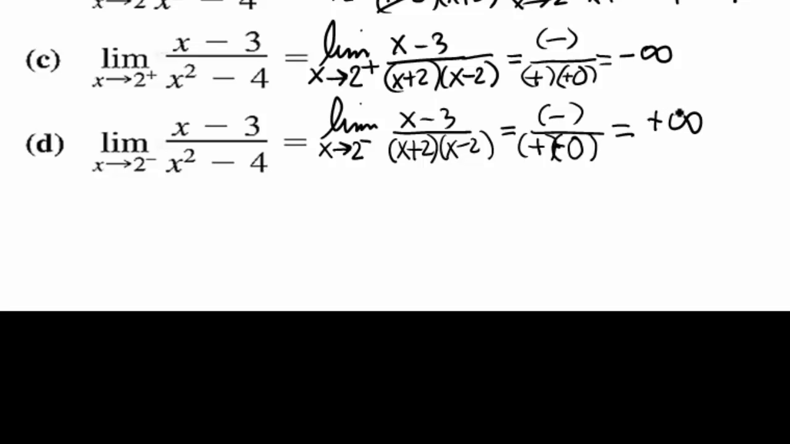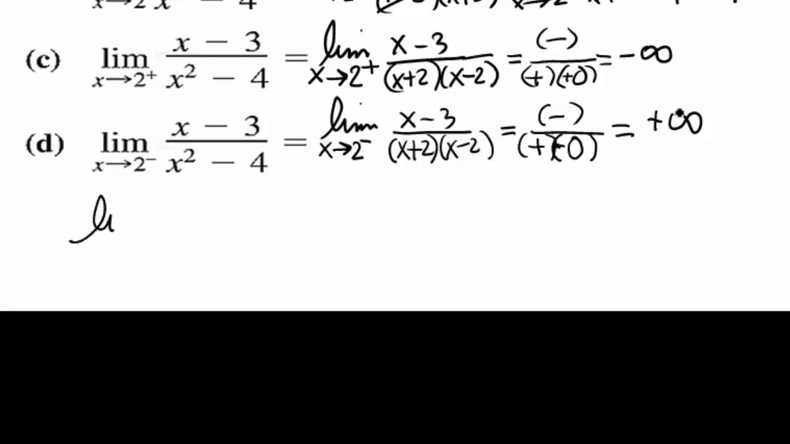Okay, so we have seen here that in C and D, where there was a 0 in the denominator, again there's a discontinuity in all of these functions at x equal to 2. But the problem here is that the limit does not exist in C and D, so it's a non-removable discontinuity. In fact, there's more that we can say.